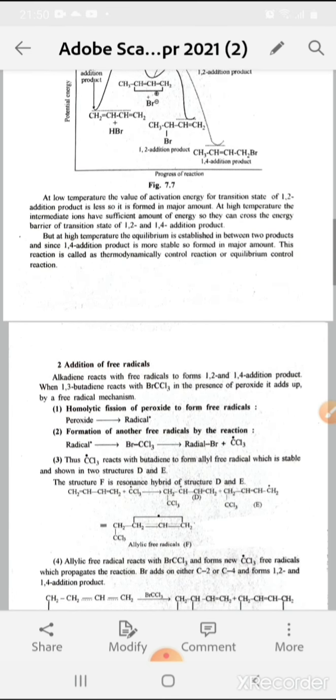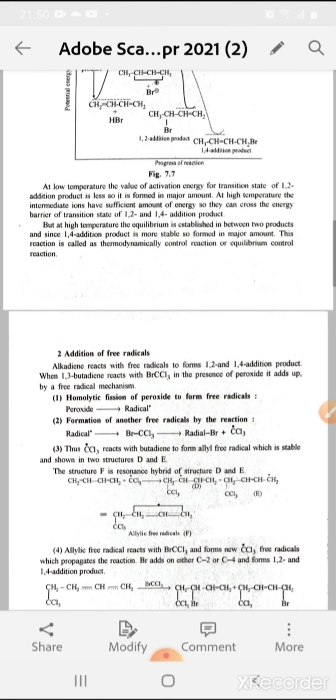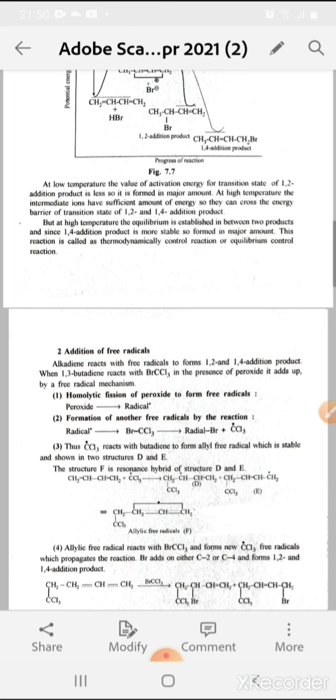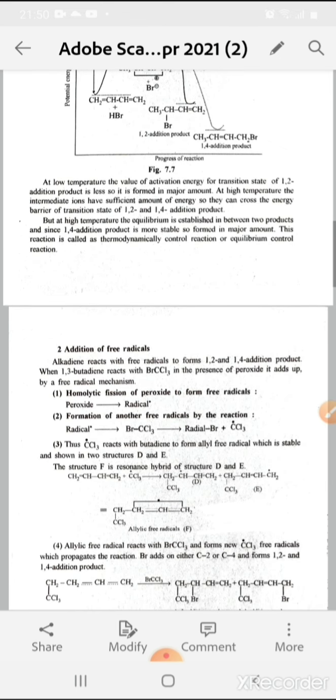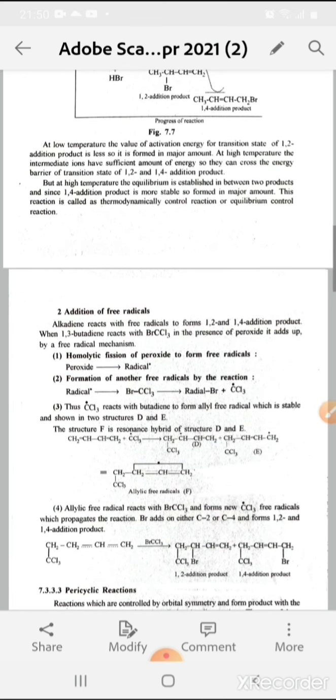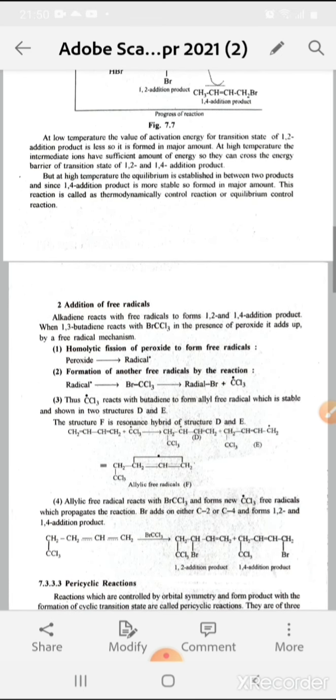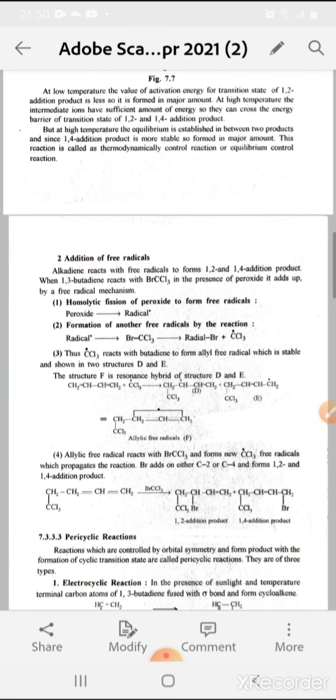But at high temperature, the equilibrium is established between two products, and since the 1,4 addition product is more stable, it is formed in major amount. This reaction is called a thermodynamically controlled reaction or equilibrium controlled reaction. Now we come to the next reaction, that is addition of free radicals.